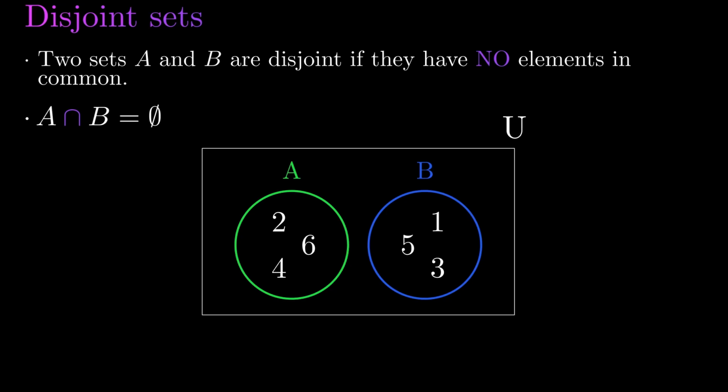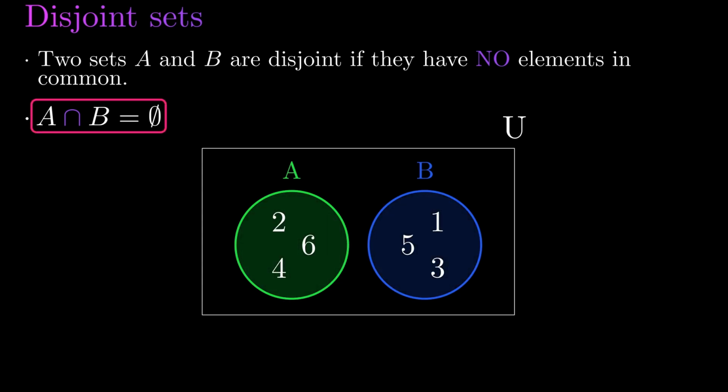What is A intersection B? What do they have in common? Absolutely nothing. Their intersection is the empty set, so we can say that sets A and B are disjoint. Visually, it's the easiest Venn diagram to draw. There's no overlap.